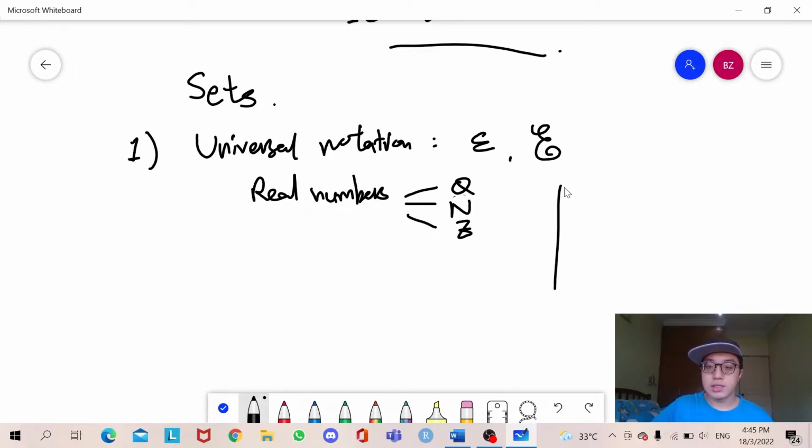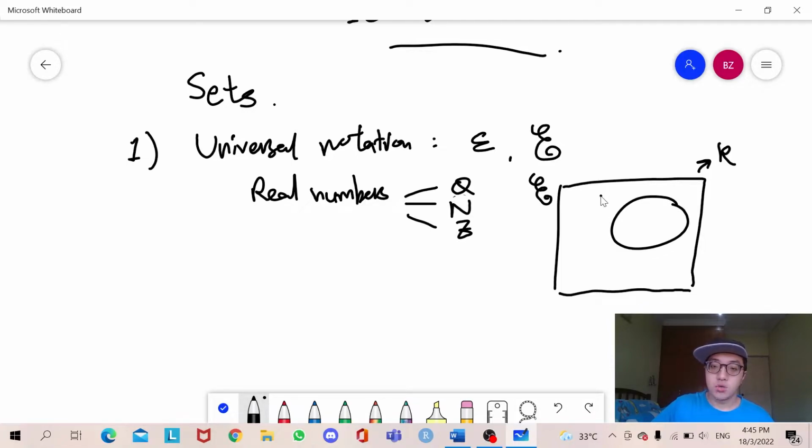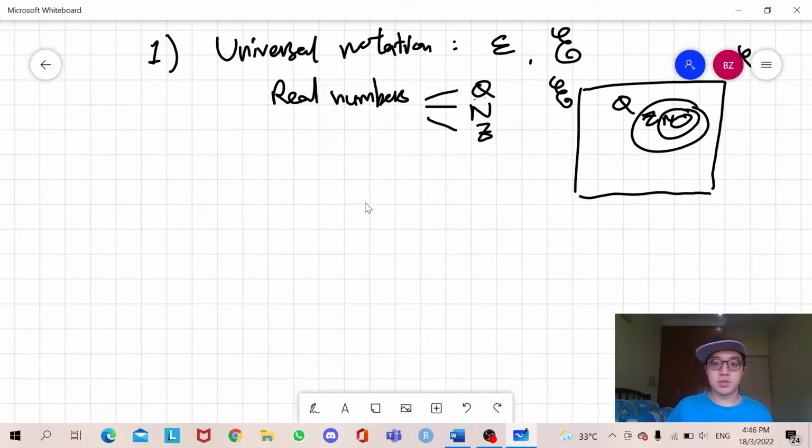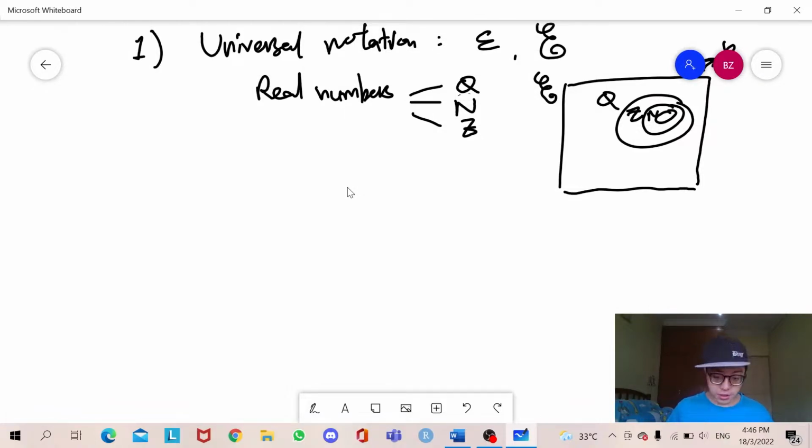So in a set with a universal notation, this whole rectangle represents R, the real numbers. Inside here we have Q, the rational numbers, then integers, then natural numbers, something like that. Please make sure that this is correct, because I'm just giving an example. So this is the universal notation, which contains every single thing.